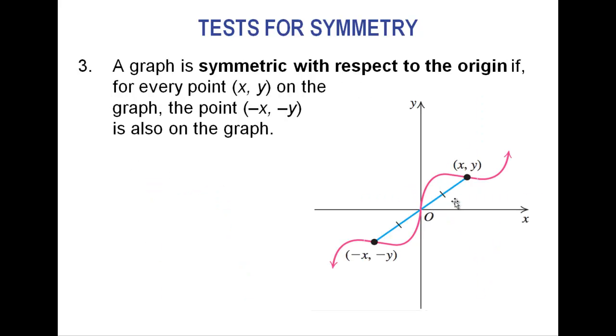We can also have what's called symmetrical with respect to the origin, and that just means every time we have an ordered pair, we have its opposite ordered pair. So for every x,y, we get the negative x, negative y pair. And then you can see again this idea of distances. This distance is the same as this distance. And that comes right back from our distance formula.